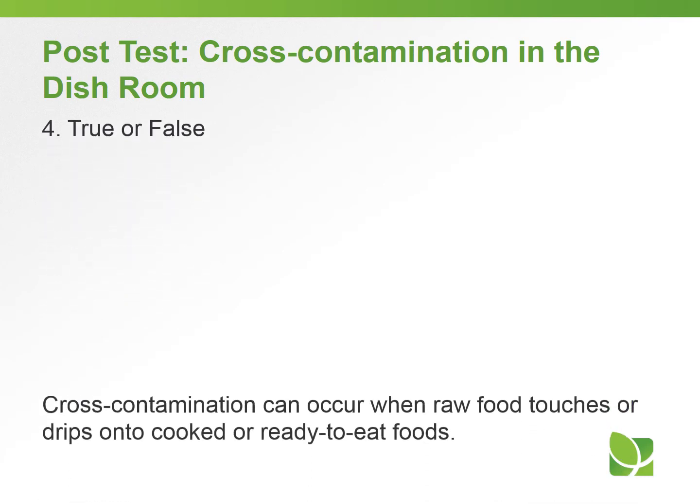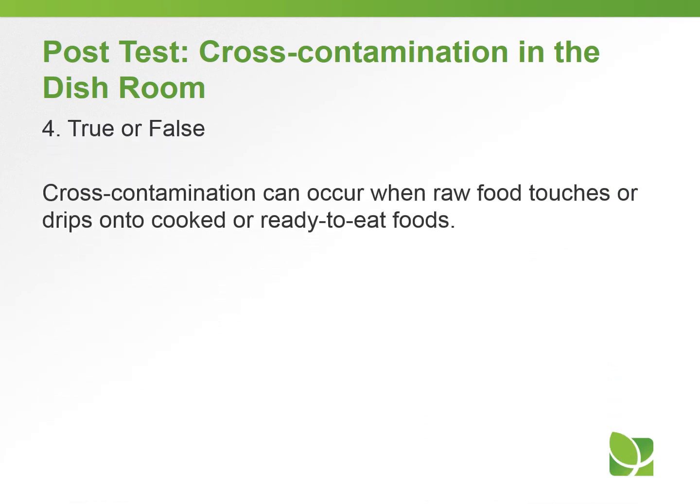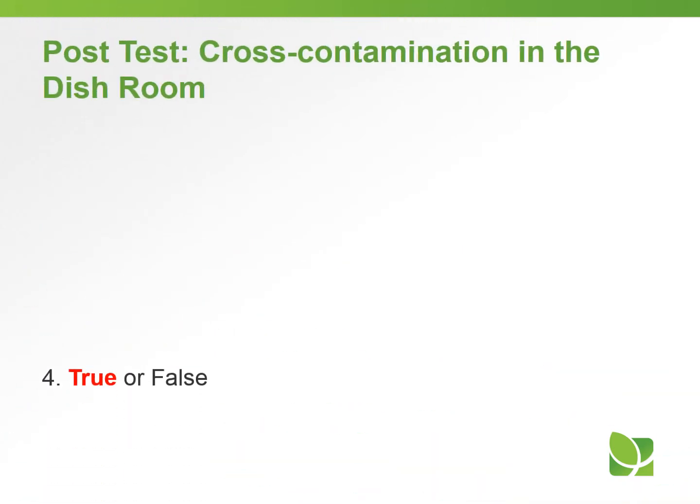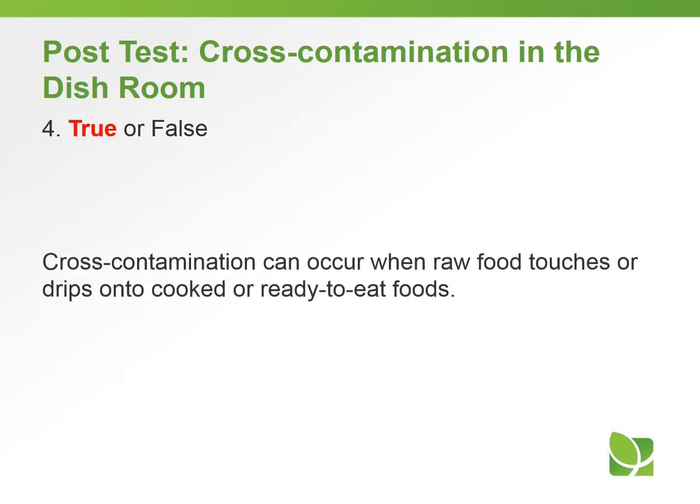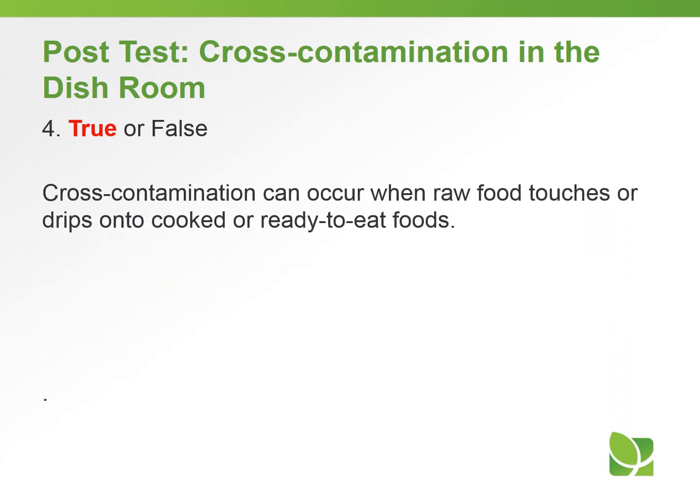Question number 4 is true or false. Cross-contamination can occur when raw food touches or drips onto cooked or ready-to-eat foods. And the answer to question number 4 is true. Cross-contamination can occur when raw food touches or drips onto cooked or ready-to-eat foods.